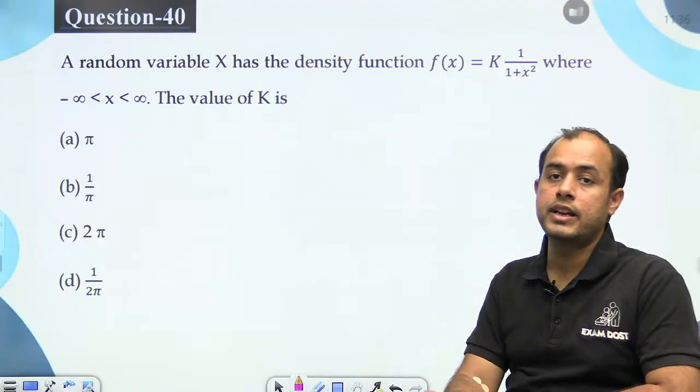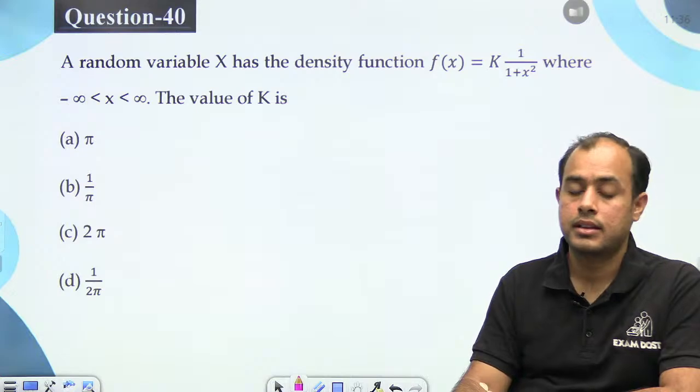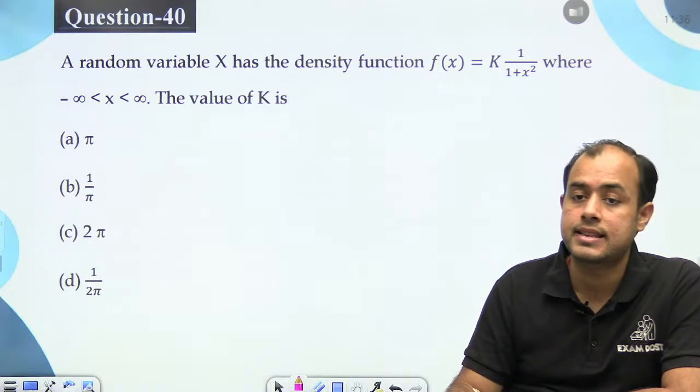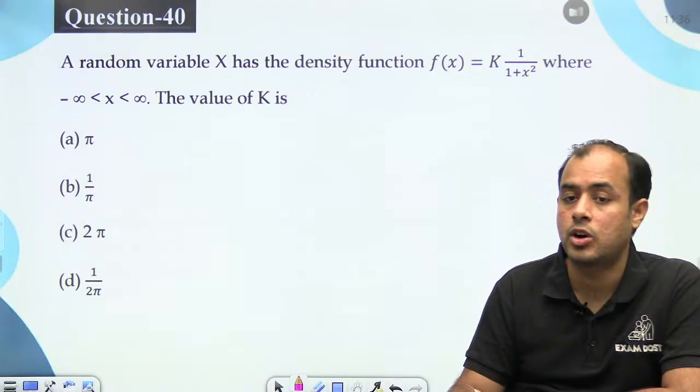Next, random variable x has a PDF. Find the value of k. Random variable x has the PDF that is given. You have to find the value of k.